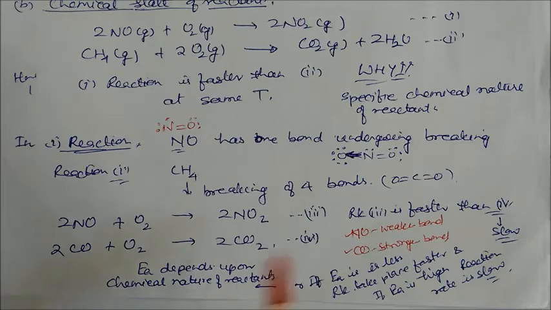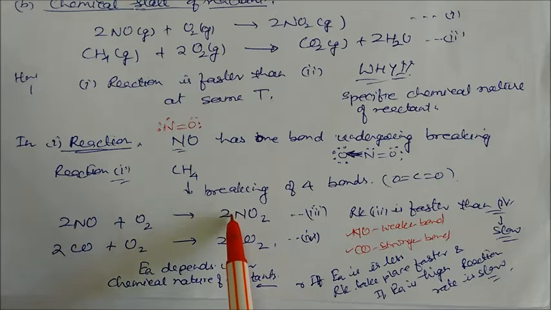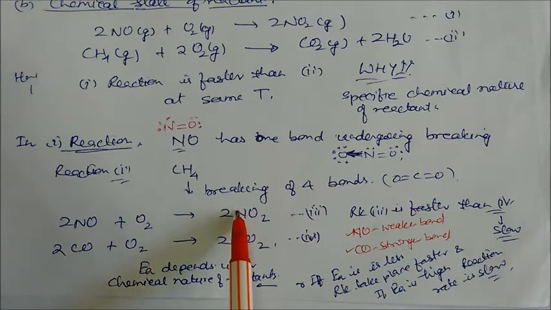So why is reaction 4 slow? Because the activation energy is high. If activation energy is less, then the reaction will be faster, and if activation energy is more, then the reaction becomes slow. We will learn all these things about activation energy in the coming topics.